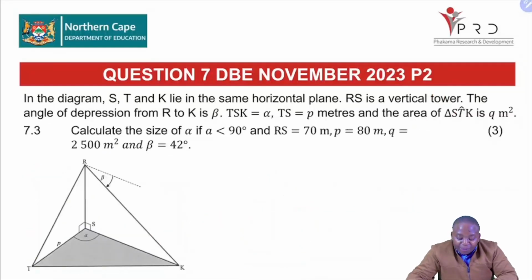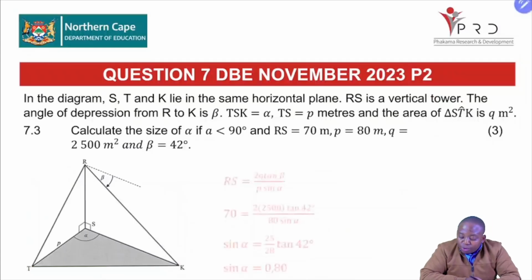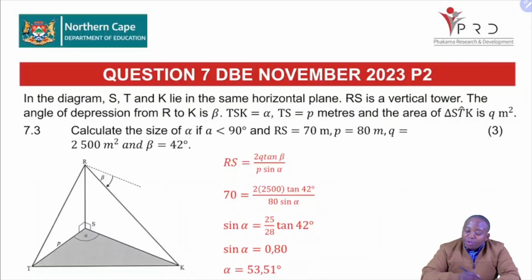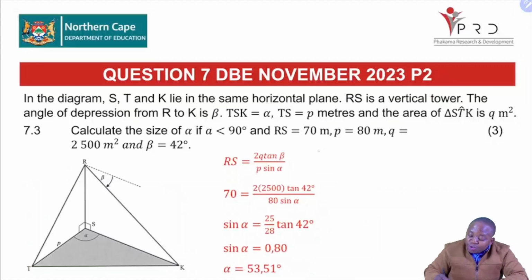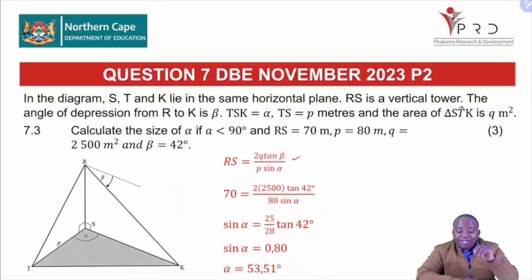Let's look at 7.3. 7.3 says calculate the size of alpha if alpha is less than 90, RS is 70, P is 80, and Q is 2,500 meters squared, and beta is 42. The first thing that we're going to do here, you make it easy. Even if you are unable to find RS in the previous question, you can just use that from the question. Remember the question says, show that RS equals 2Q tan beta over P sine alpha. If you are unable to show that, we can just take it from that question and we are working with it.